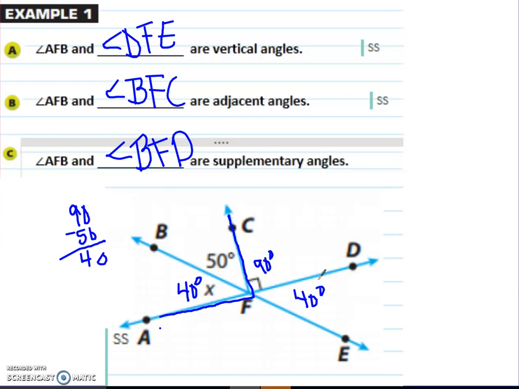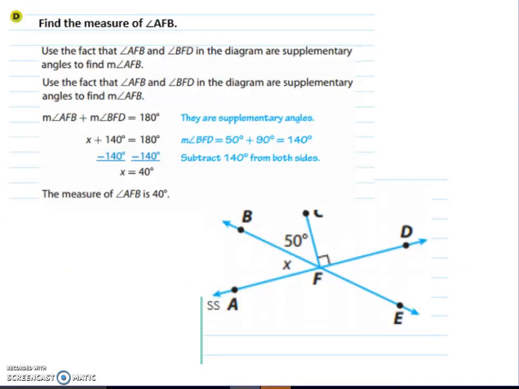Okay, we can do supplementary next. So supplementary is that a straight line equals 180. So 180 minus 40 will get me 140 degrees. So we have just figured out all of the missing angles. All right. So we've already figured that out based upon that. Okay, let's go to the next one.